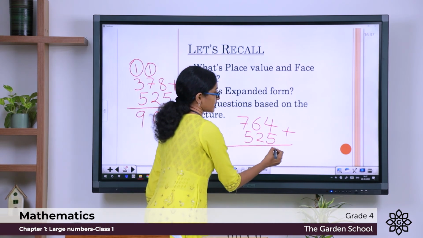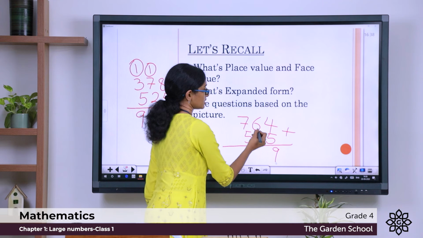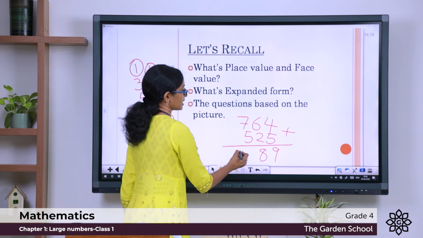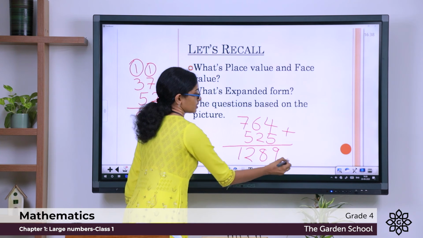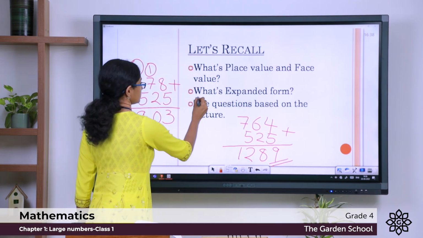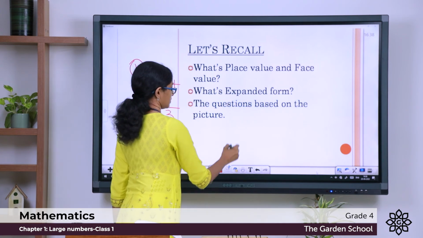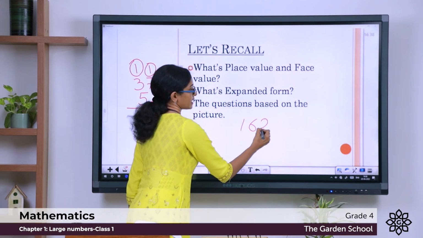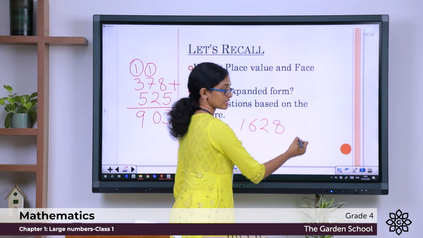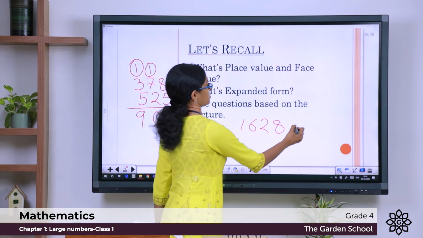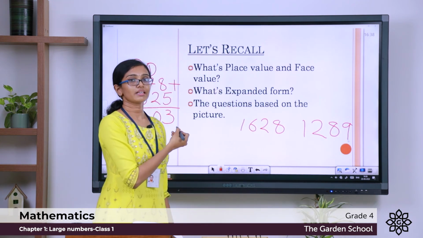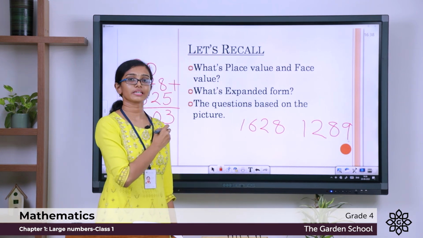So it's 4 ones plus 5 ones, 9 ones, 6 tens plus 2 tens, 8 tens, and 7 hundreds plus 5 hundreds, it's 1200. So the first distance was 1628, and from Anu's home to the playground through temple the distance was 1289. We have to compare these two numbers to find out which is the greater distance.